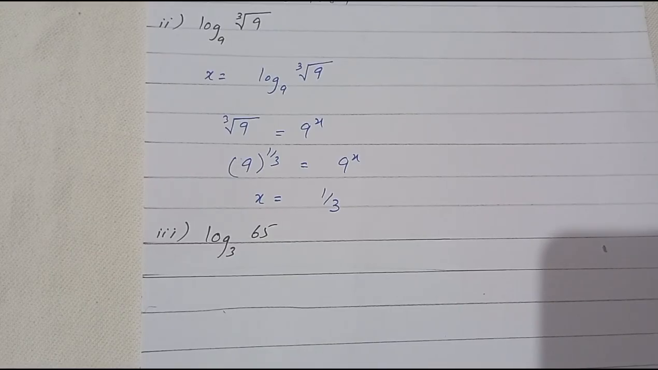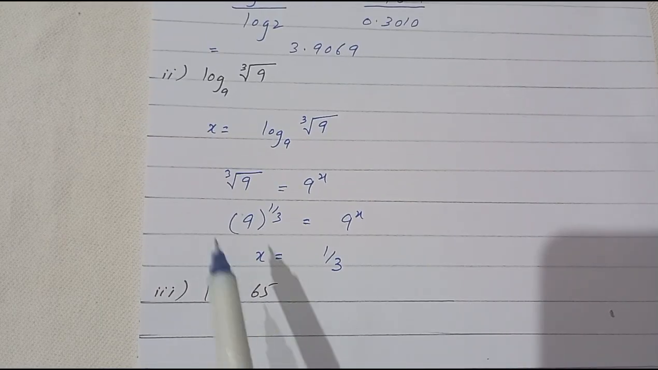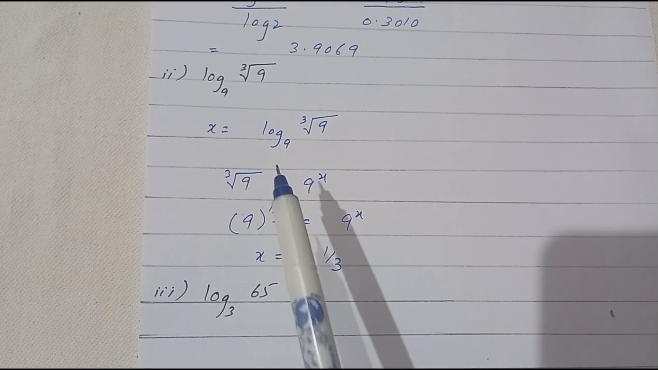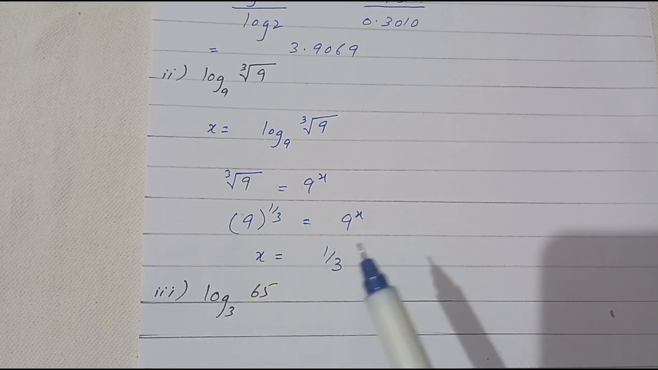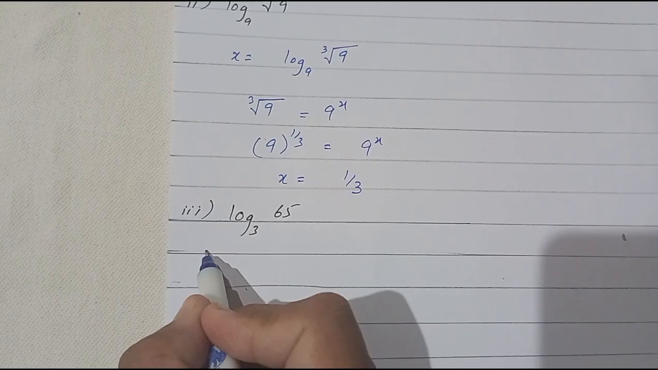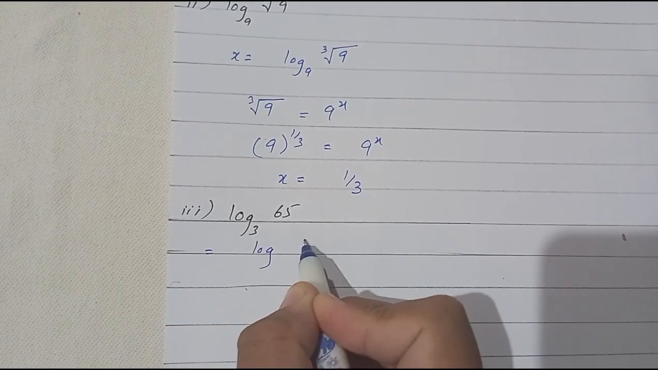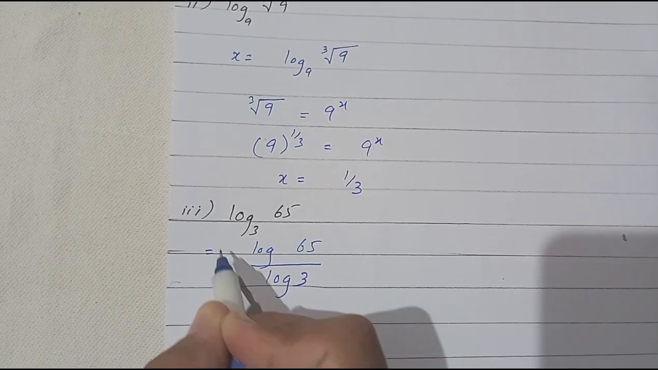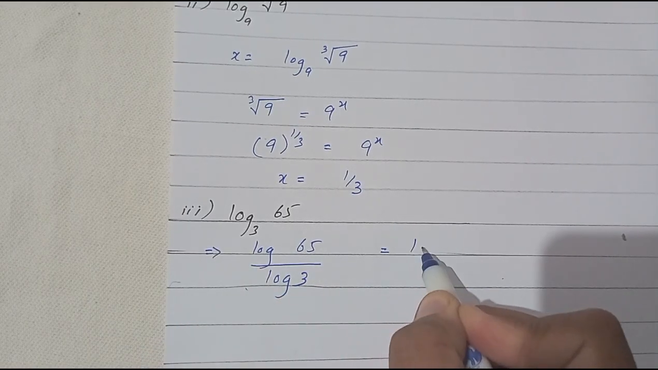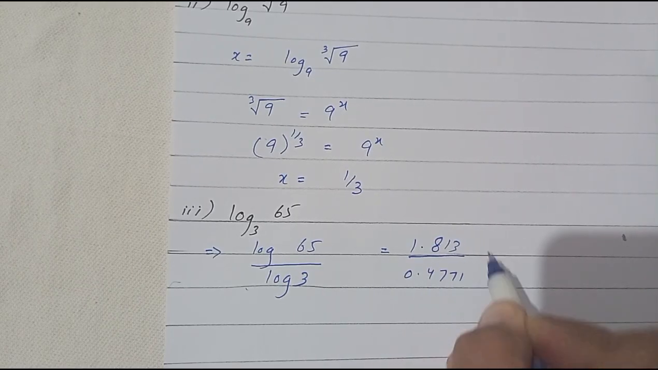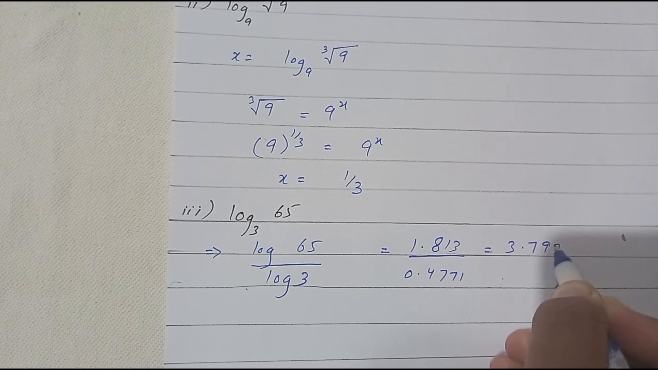As in the previous part we wrote the log term in exponential form, in those parts we convert them into exponential form where we can make the bases or powers the same. In the questions where we cannot make them the same, we write them in division form by using the law of log, that is log of 65 divided by log of 3. Now finding the value, log of 65 is 1.813 divided by 0.4771, that equals 3.7997.